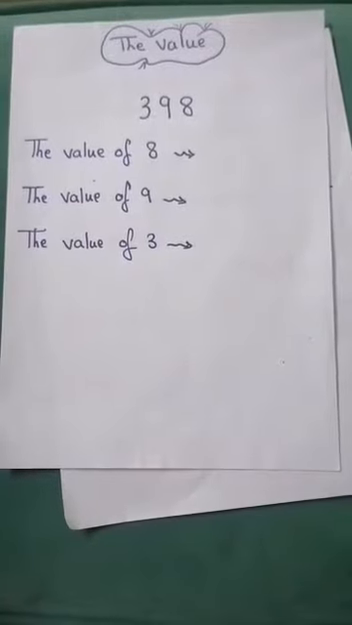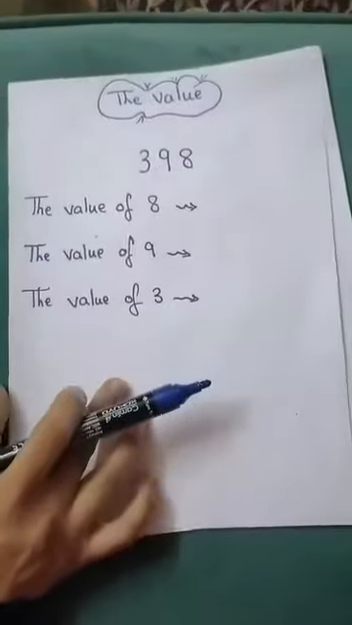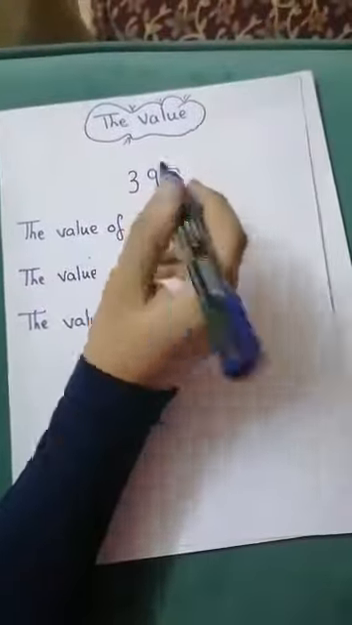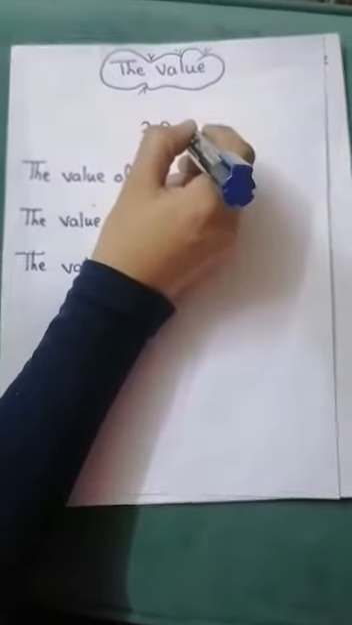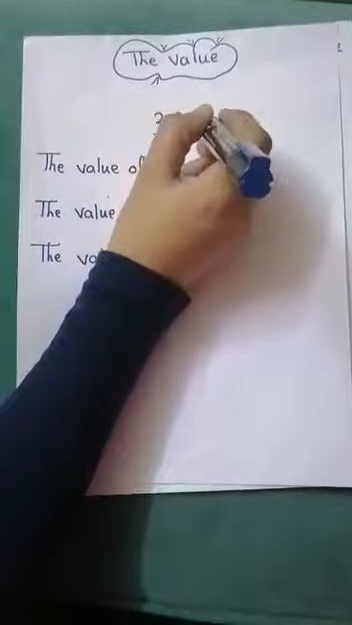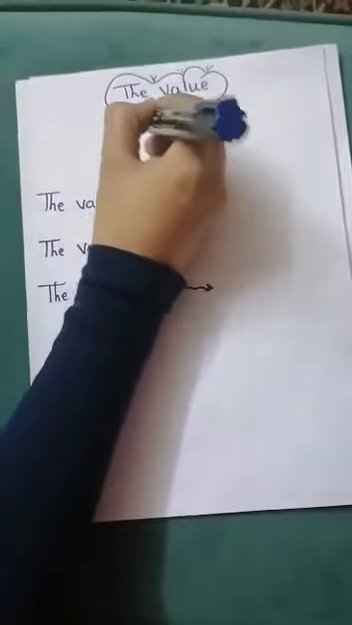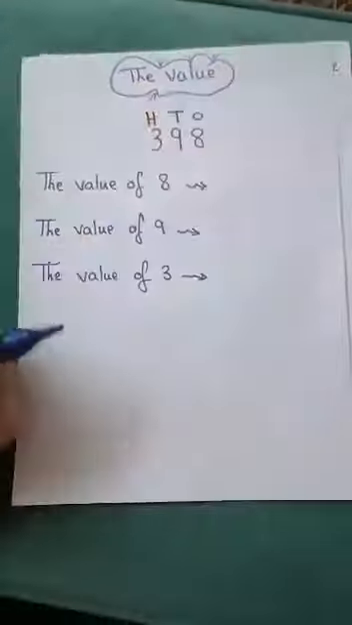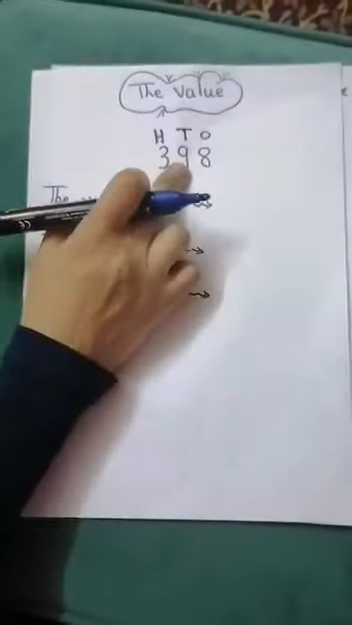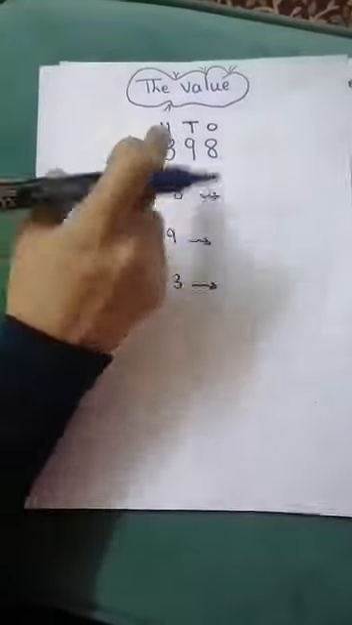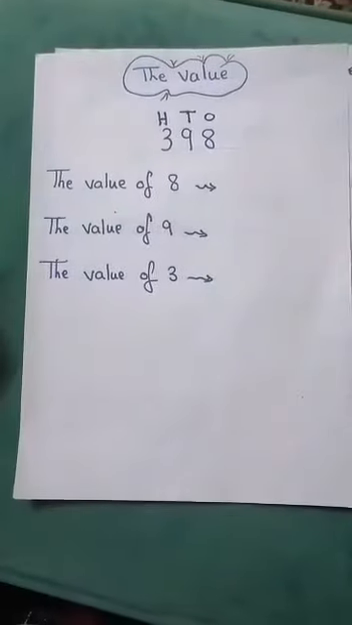Now, we talk about the value. If I have a number, for example, 398. The first step, put the places: ones, tens, and hundreds. So, the place of 8 is ones, the place of 9 is tens, the place of 3 is hundreds.